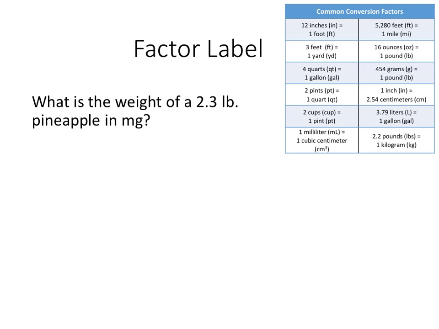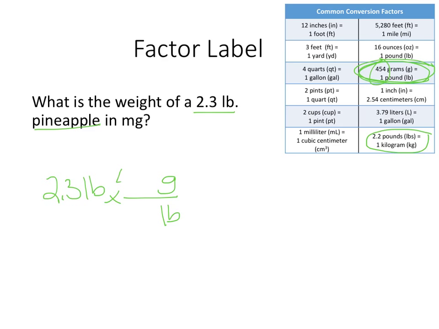What is the weight of a 2.3 pound pineapple in milligrams? So we're going to start with the thing we know, 2.3 pounds, and we're going to milligrams. I see pounds in this conversion chart here with kilograms, and I also see pounds with grams. Either one of those gets me to metric, so either one of those will get me to milligrams. I'm going to try this top one because grams to milligrams seems simpler to me. So pounds is going to go on the bottom so that it'll cancel. Grams is going to go on the top. The equivalency, 454, goes with grams, 1 goes with pounds.